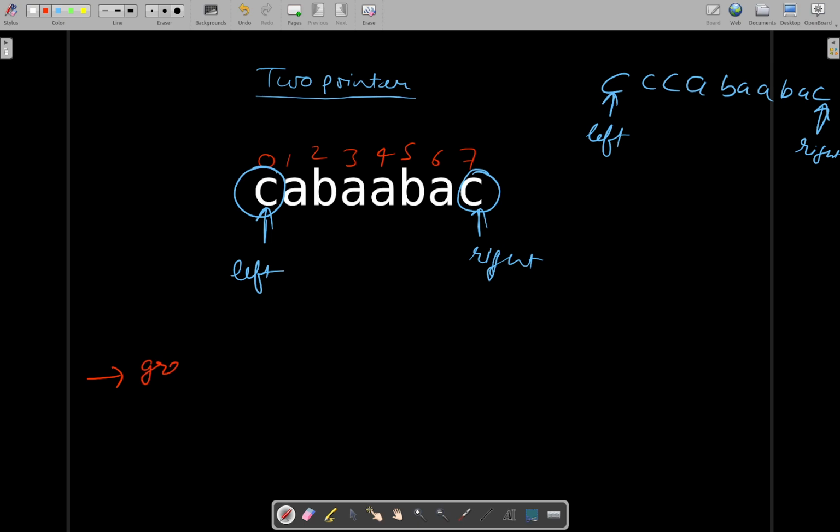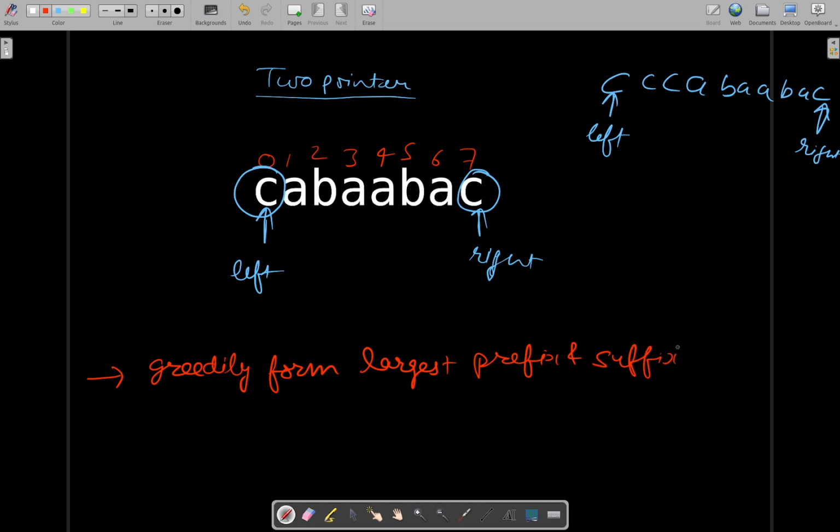Okay, so greedily delete, you can say, or greedily form largest prefix and suffix, so that S's remaining length will be minimum.